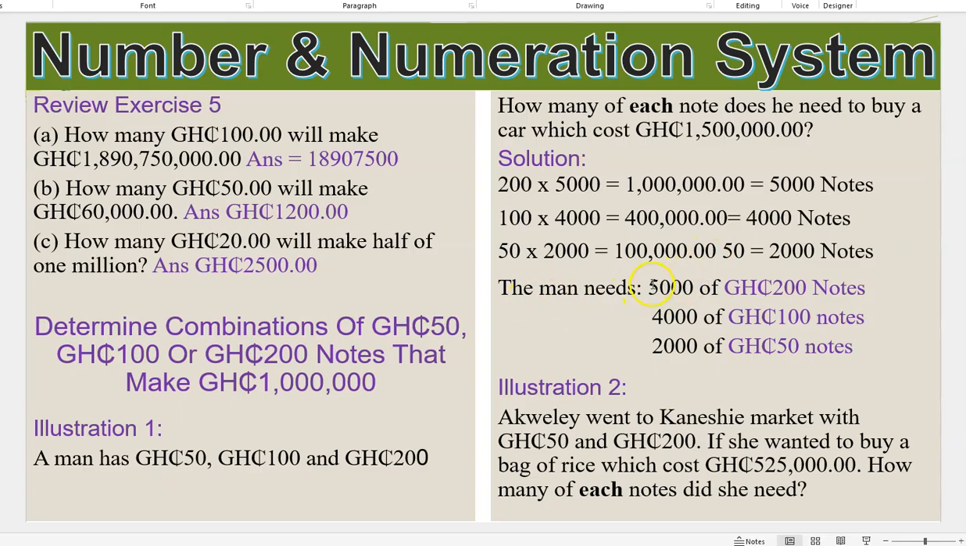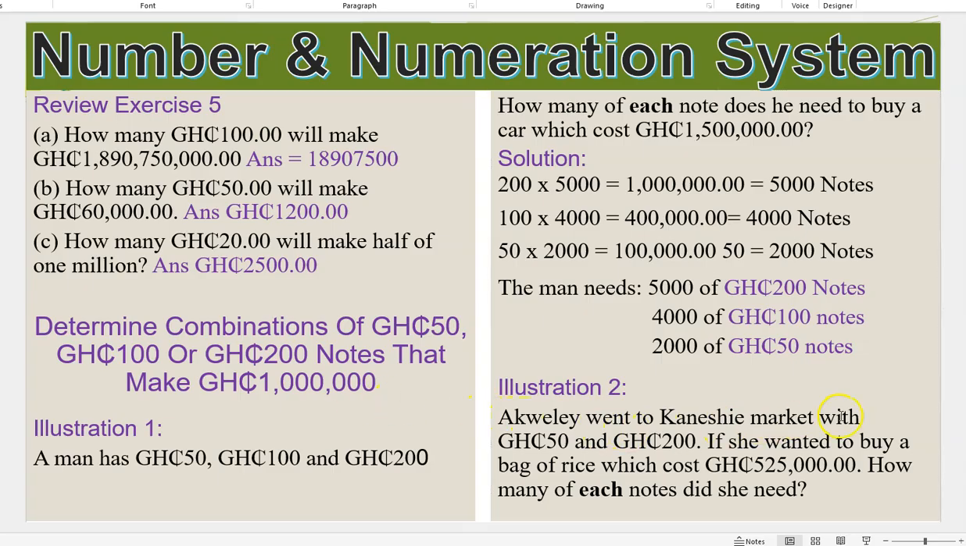Therefore, the man needs 5,000 of 200 notes, 4,000 of 100 notes, and 2,000 of 50 notes. When we sum them up, it will give you 1,500,000. Illustration 2.